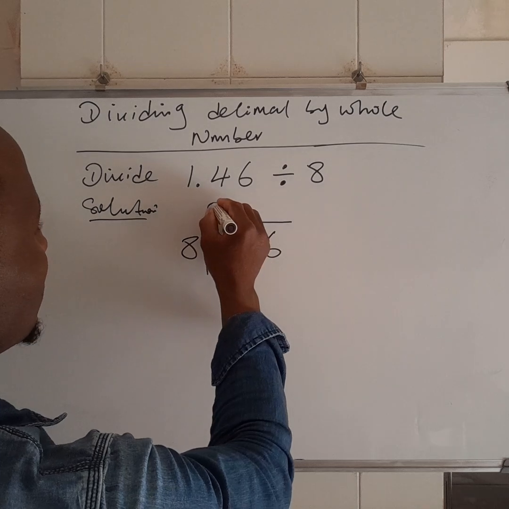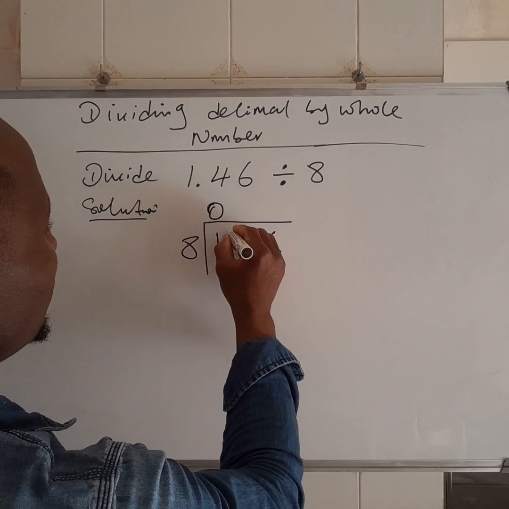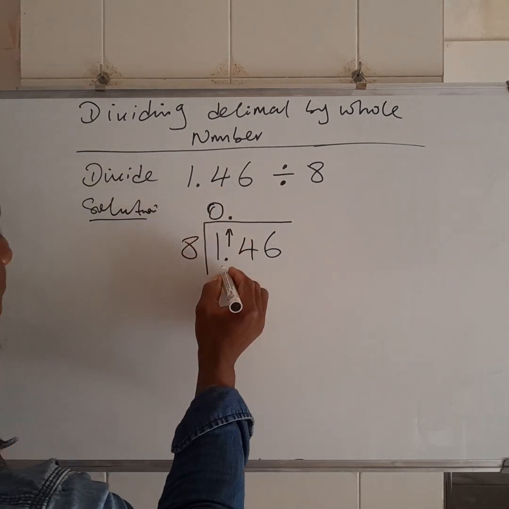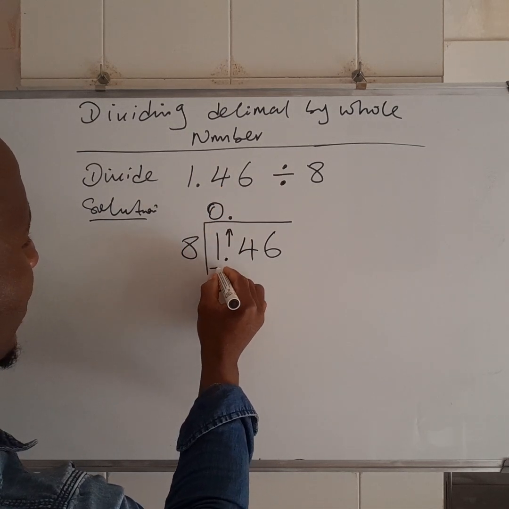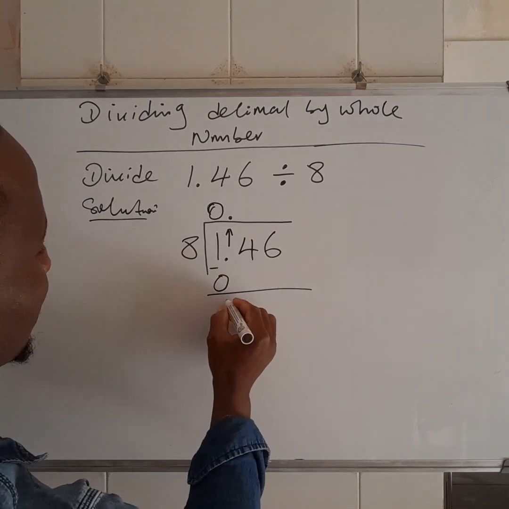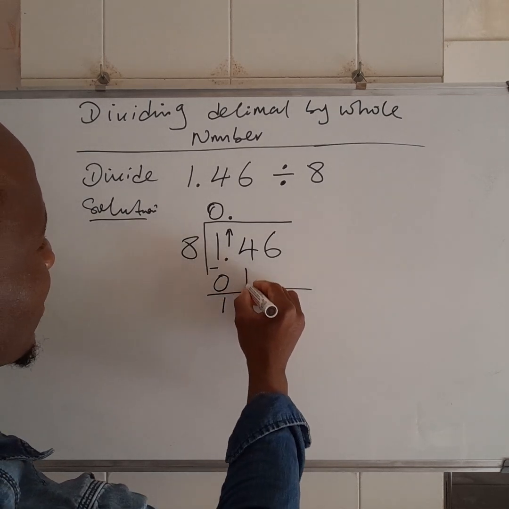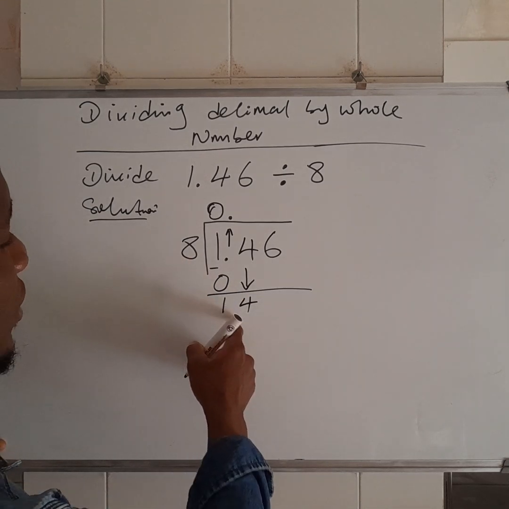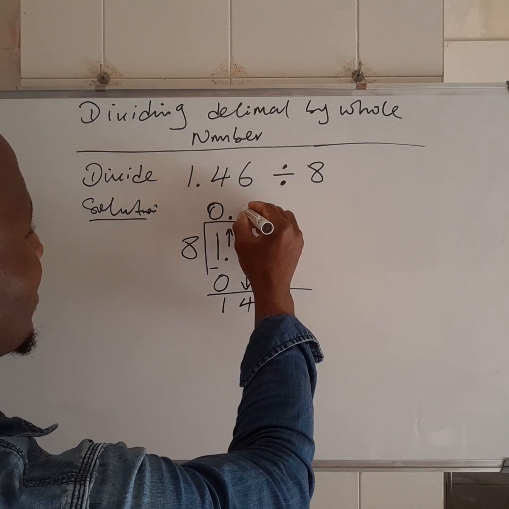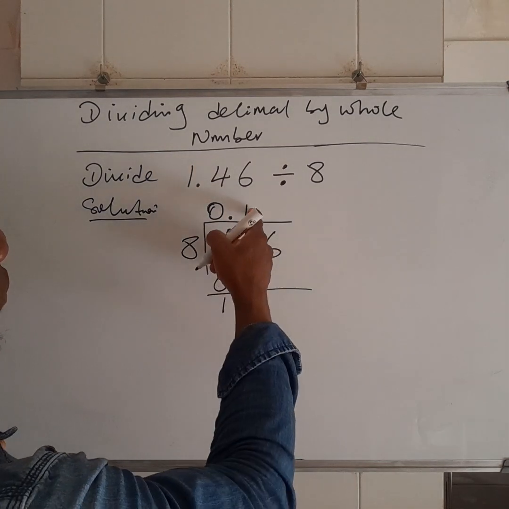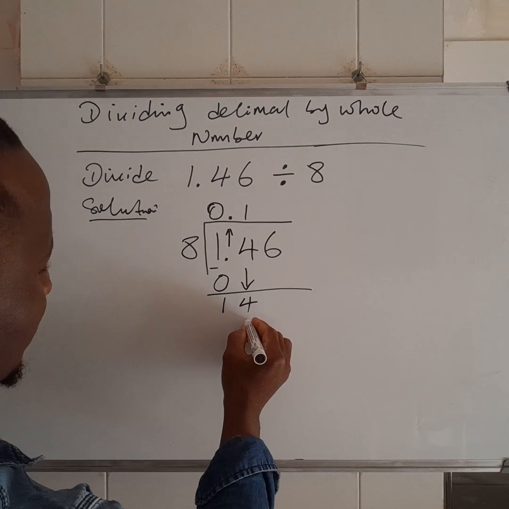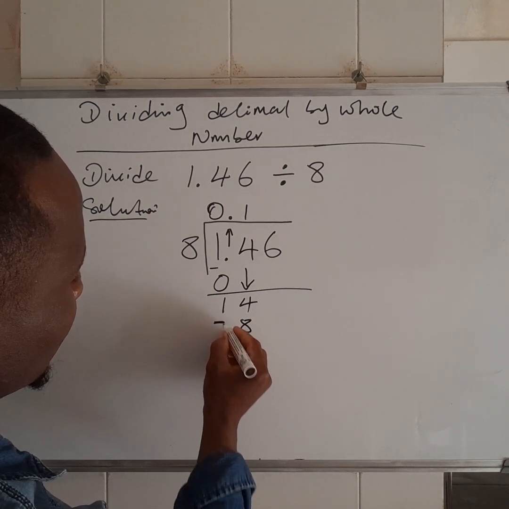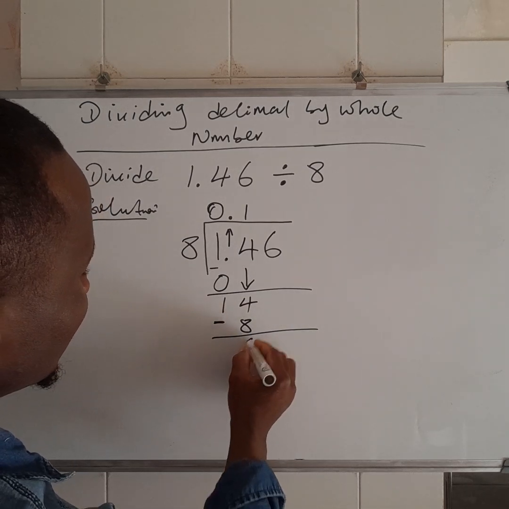Okay, we have 0 here. Then move your decimal point up. All right, 0 times 8, you have 0. So when you subtract, you have 1. Okay, so bring down 4. This becomes 14. How many times does 8 go into 14? It's just once. All right, so put it here. 1 times 8 will give you what? 8. Okay, so you subtract. When you subtract, you have 6.